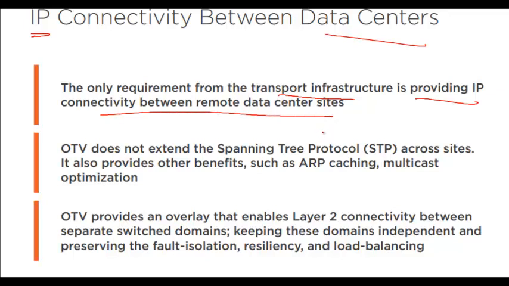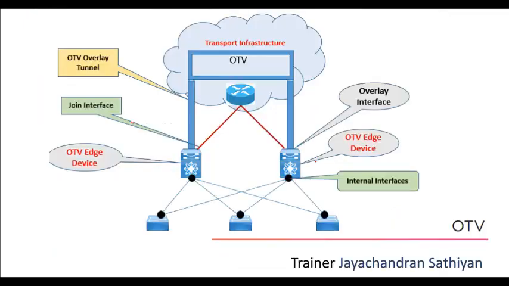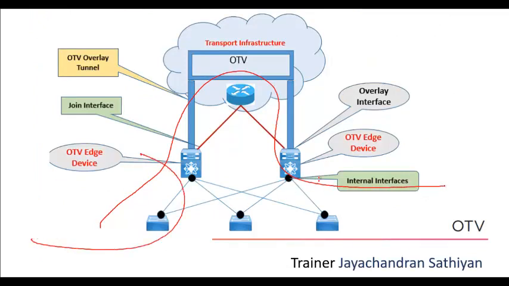OTV does not extend spanning tree. Very nice point that we should remember. OTV will not extend spanning tree. Even though layer 2 VLANs are extended, the STP is local. You will have your own root switch here, you will have your own root switch here. No BPDUs are allowed to pass through.